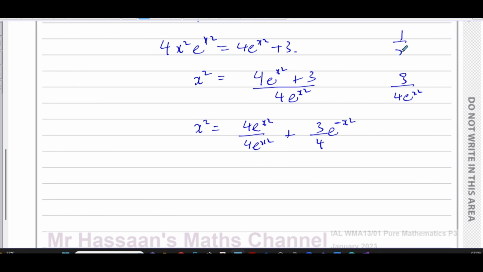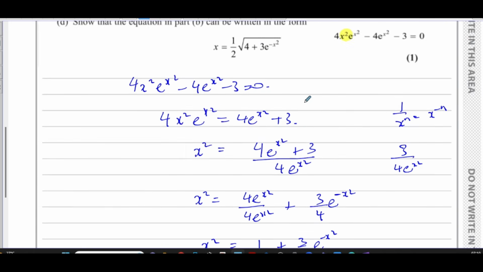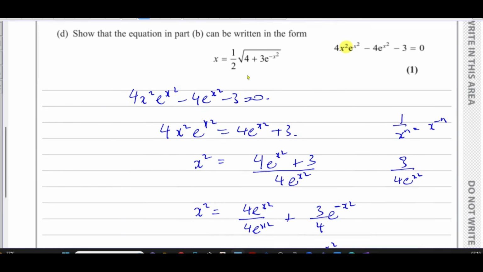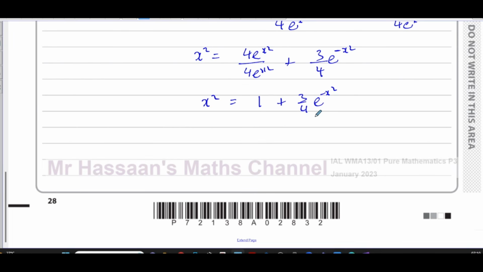We know that 1 over x to the power of n is the same as x to the power of negative n. We're using that principle of indices. So now this gives me 1. These cancel out, and I have 3 over 4 e to the power of minus x squared. Now, we want to put it in this form. So I'm going to express these with the same denominator first. So I have x squared equals 4 over 4 plus 3 over 4 e to the power of minus x squared.